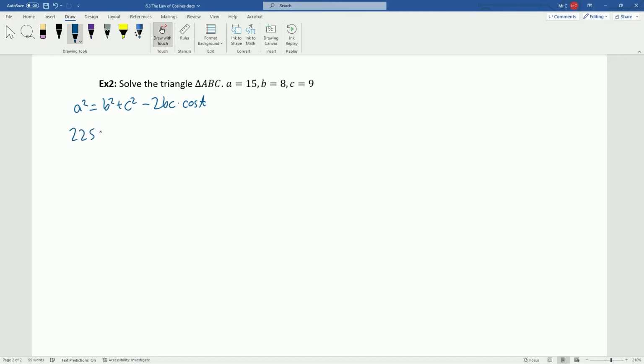A squared is 225, b squared is 64, and c squared is 81, minus 2bc. So 2 times 8 is 16. 16 times 9 is 144, times cosine of A. Now we're going to subtract the 64 and subtract the 81, and 225 minus 64 minus 81 is 80. So we get 80 equals negative 144 times cosine of A. I divide by negative 144, I get negative 80 over 144 equals cosine of A.